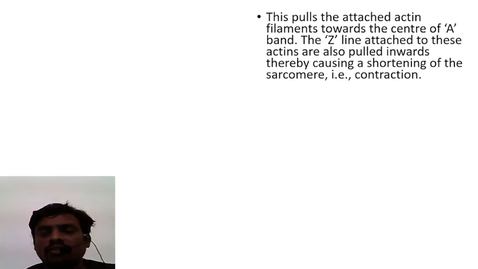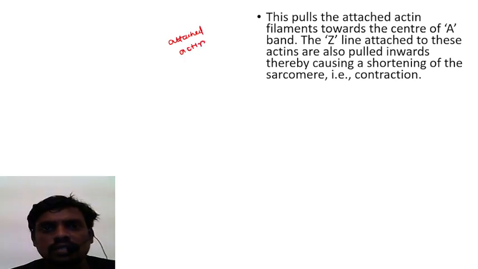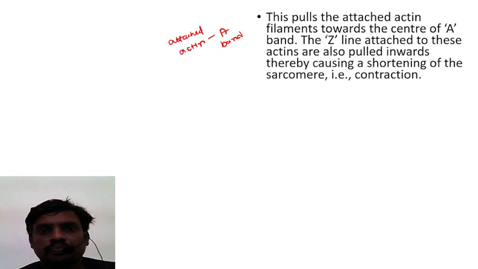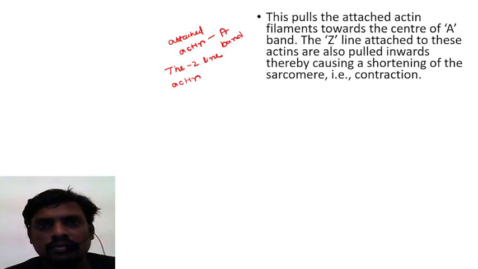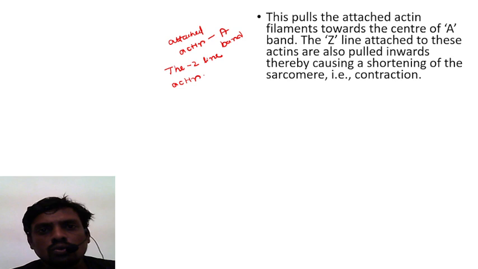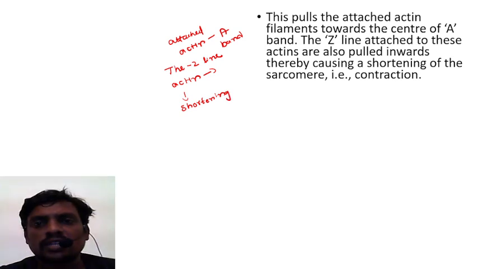Now here you can see after formation of the cross bridge, this pulls the attached actin filaments towards the center of the A band. The Z lines are attached to these actins and are also pulled inwards, thereby causing shortening of the sarcomere. Shortening of the sarcomere helps to identify the contraction.